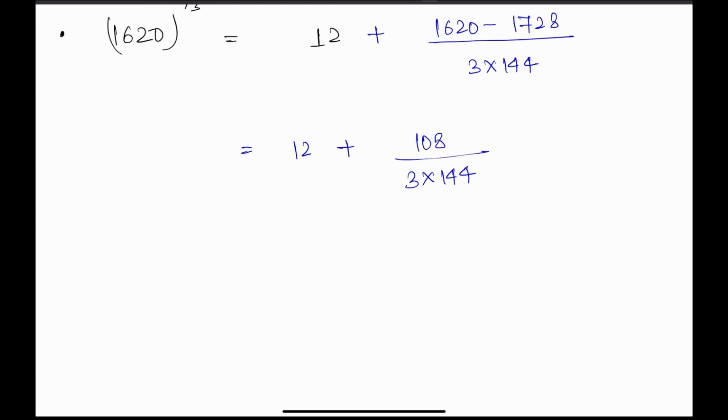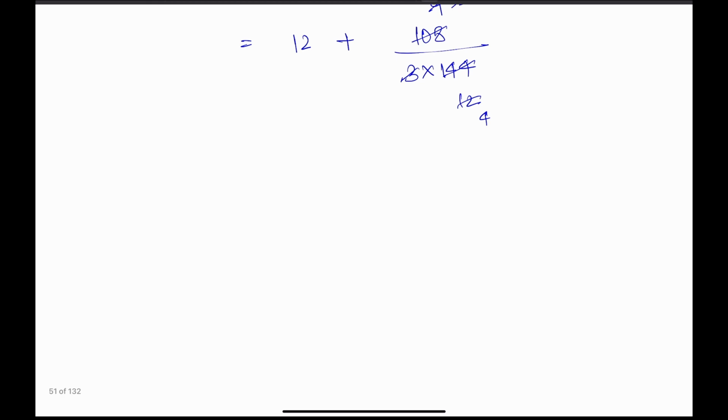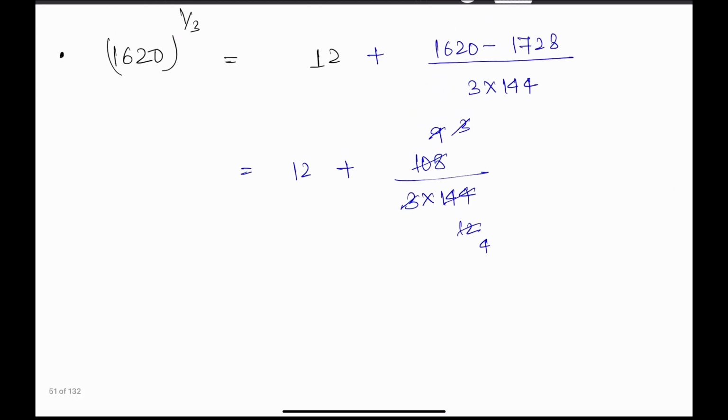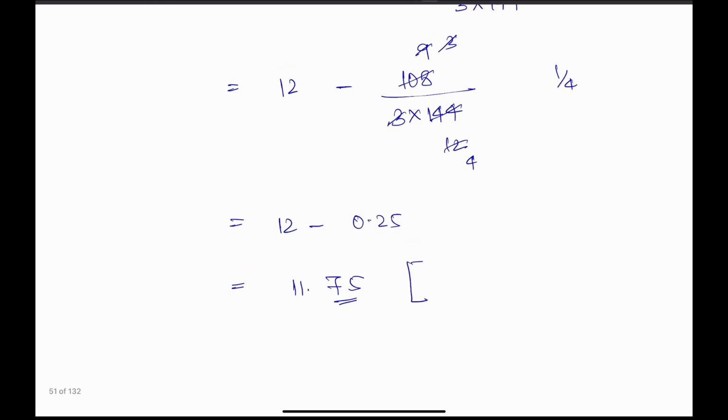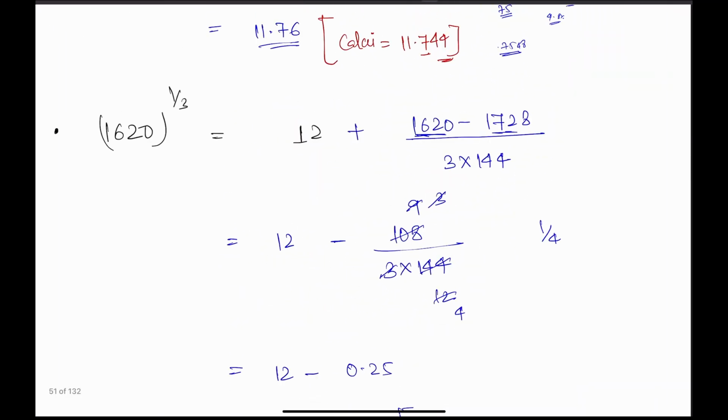So this is already 12, 9, 12, 12, 3, 3, 4. Sorry, here it will be minus now. Yeah, check the sign. So this is nothing but 1 by 4. 12 minus 0.75, it will be 11.25 now. What I'm doing today, 11.75, and with the help of calci we already found out the value is somewhat equal to 11.74.